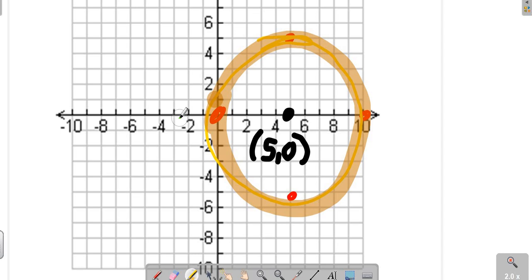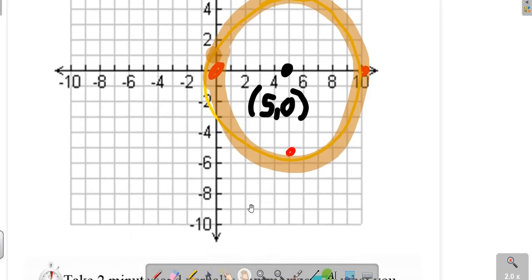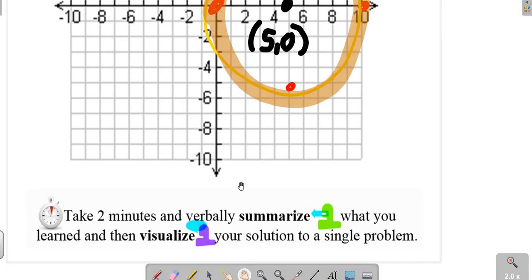Build, pull apart, graph. I recommend you set a timer for 2 minutes and just verbally recap what you learned in this lesson. It will help increase your retention significantly.